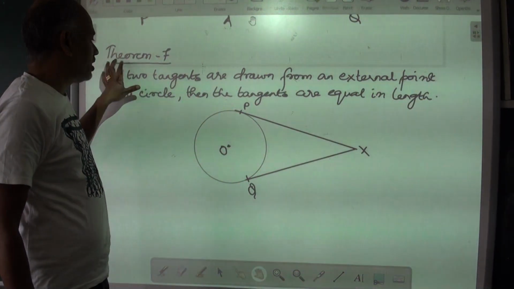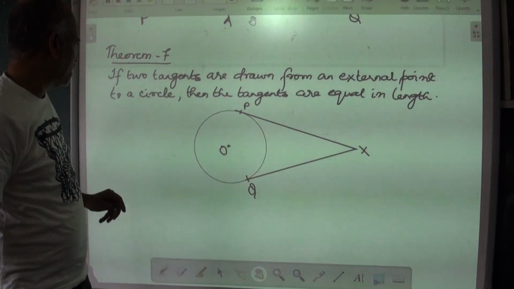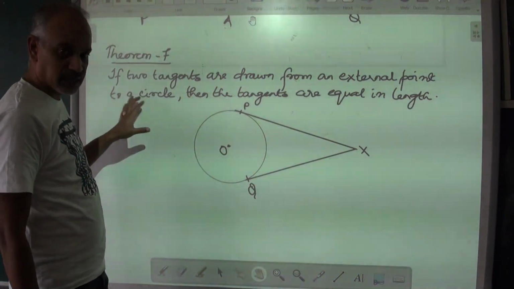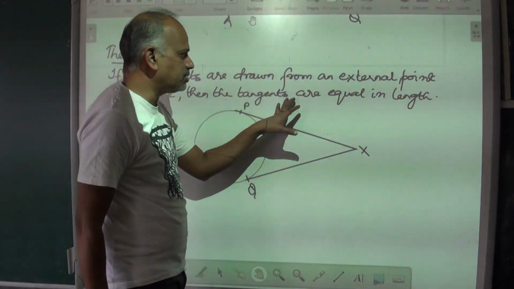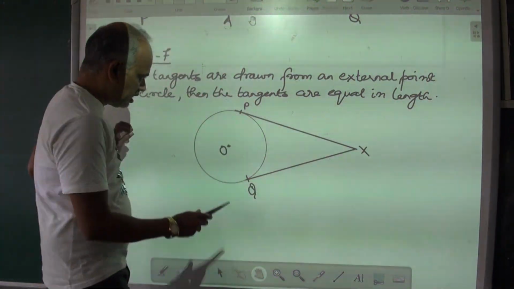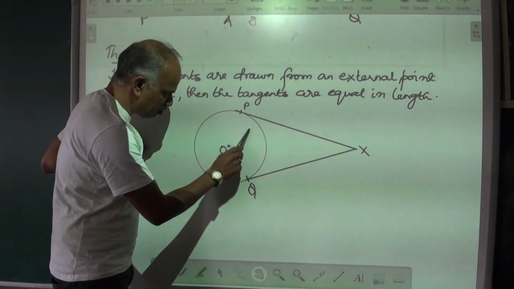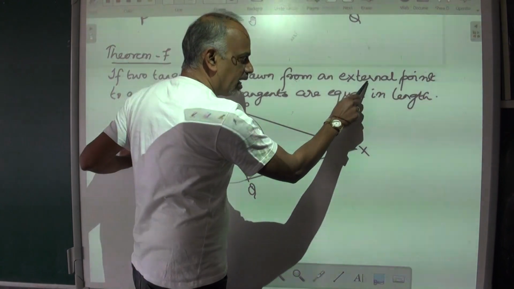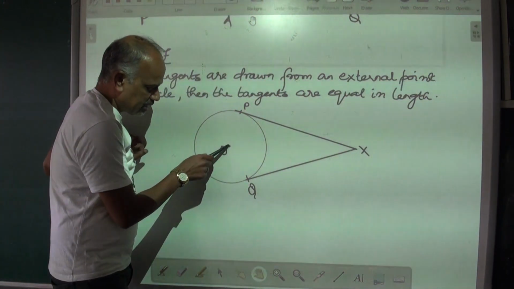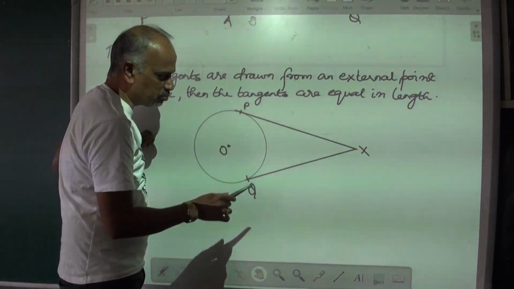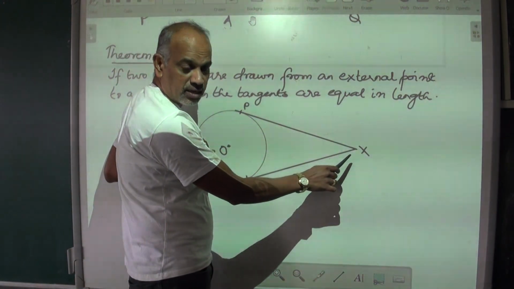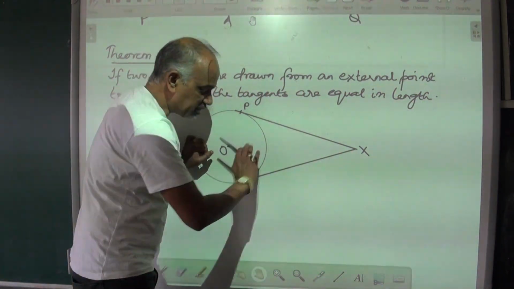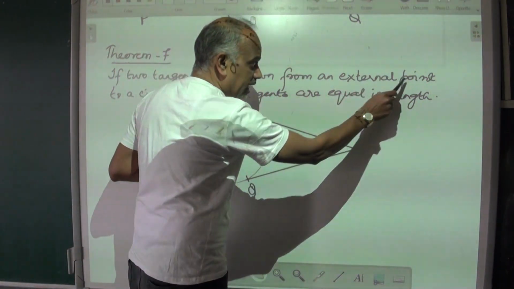Next is theorem number 7, or property number 7. If two tangents are drawn from an external point to a circle, then the tangents are equal in length. If you look at this figure, this is the circle with center O. I assume a point which is outside the circle, that is point X. This is point X, which is outside the circle, the external point.